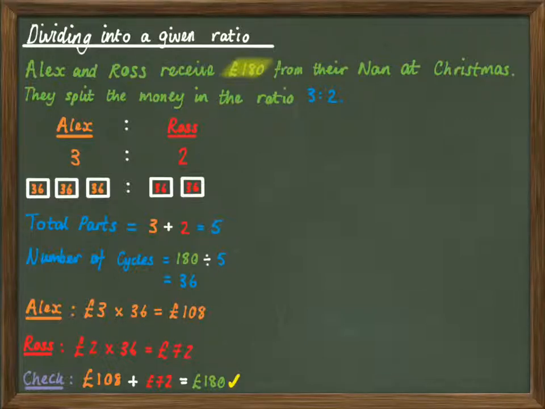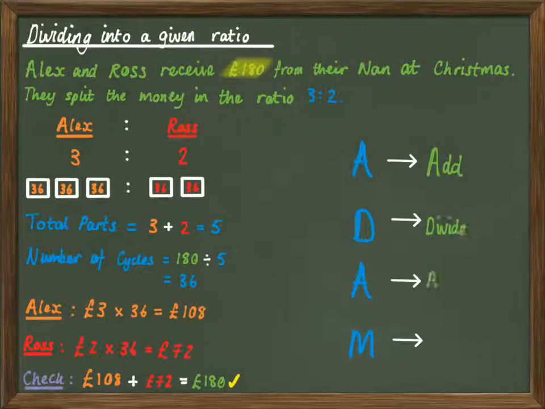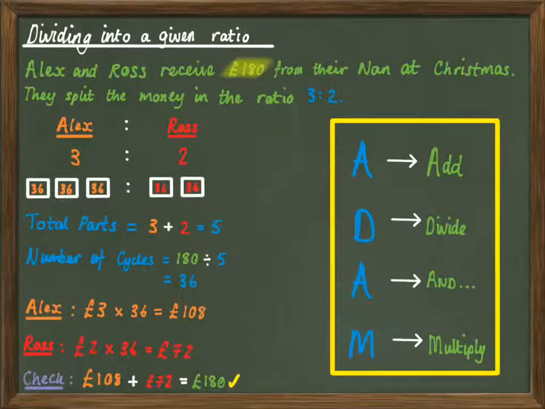Now there's a little mnemonic we use for remembering the method for doing any type of dividing into a given ratio question, and that's ADD. First step is Add. That was applicable to my total parts: add the ratios together. Second part is Divide: divide the total amount in the question by the total parts. And the last bit is Multiply: once you've found the number of cycles, multiply that by the original ratios that each person gets.